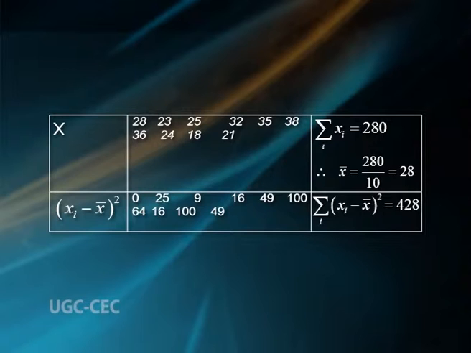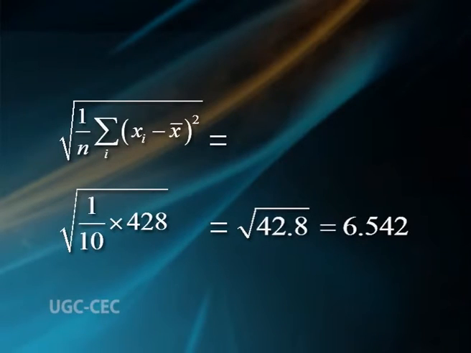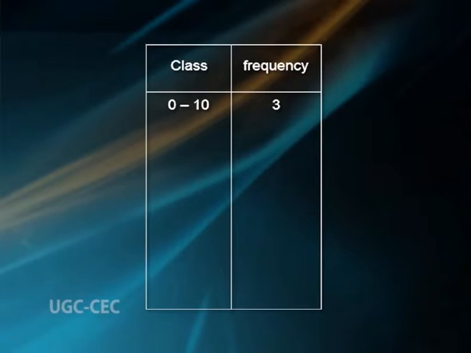x i minus x bar whole square values 0, 25, 9, 16, 49, 100, 64, 16, 100 and 49. Therefore, summation over i x i minus x bar whole square equal to 428. Hence, the standard deviation is square root of 1 by n sigma over i x i minus x bar whole square, equal to square root of 1 by 10 into 428, that is equal to square root of 42.8, that is 6.542.